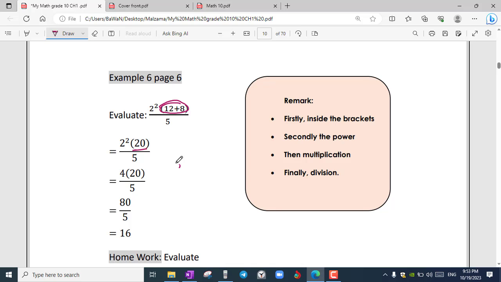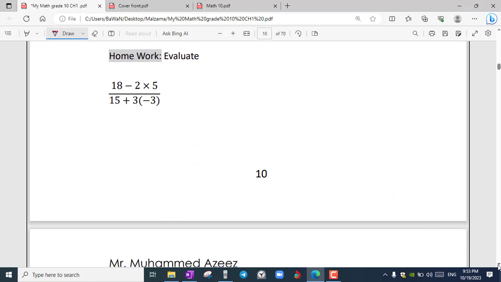Fraction is division. Remember that every time you see fraction, it means you see division. There is no difference between them. This is as fraction, then I can do the multiplication, then I do the division. 4 times 20 is 80. 80 divided by 5 is 16.